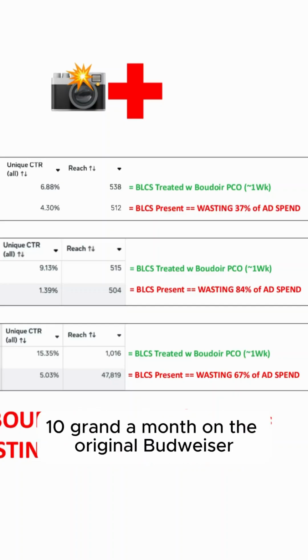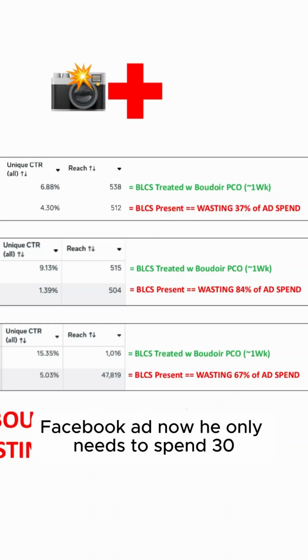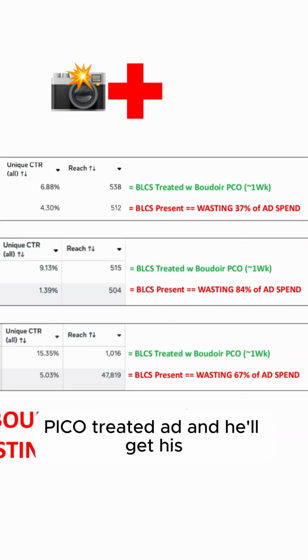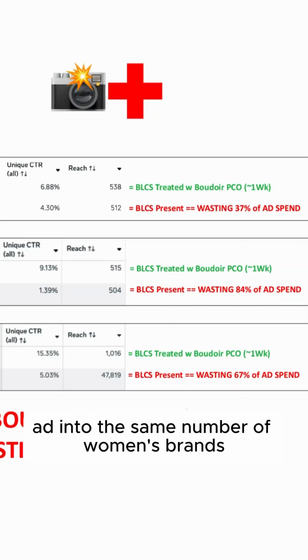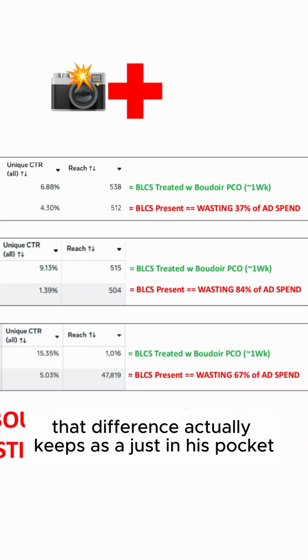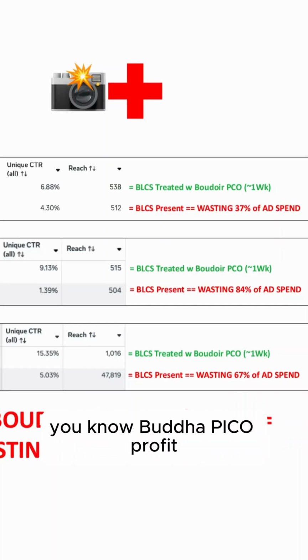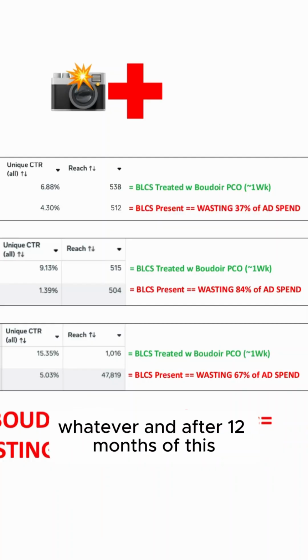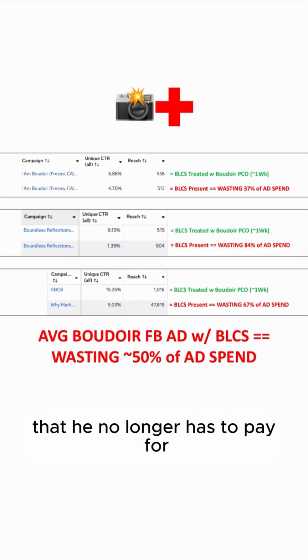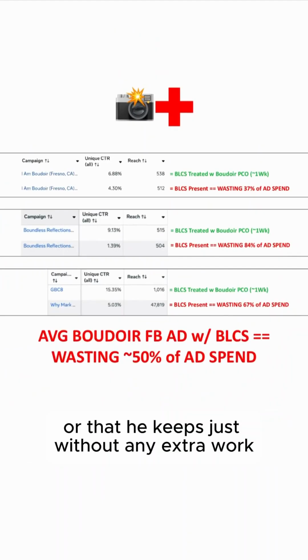So if he was spending 10 grand a month on the original Boudoir Facebook ad, now he only needs to spend $3,300 a month on the new Boudoir Pico treated ad, and he'll get his ad into the same number of women's brains. And that $6,700 a month delta, that difference, he keeps in his pocket, again as another phantom profit, Boudoir Pico profit, whatever. After 12 months of this, it's like an 80K extra bonus in his pocket that he no longer has to pay for, that he keeps without any extra work.